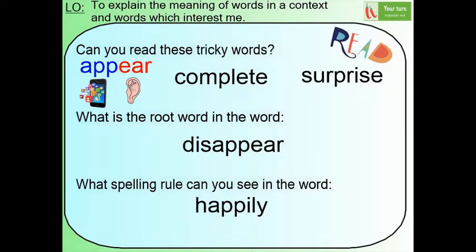And let's look at the word happily. What's the root word? Happy. What's the spelling rule that you can see there? Happy ends in a Y, but to add our suffix of ly, we have to take off our Y and change it to an I.